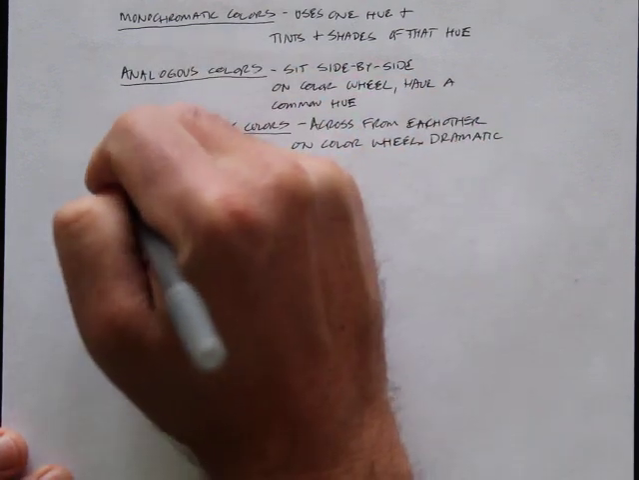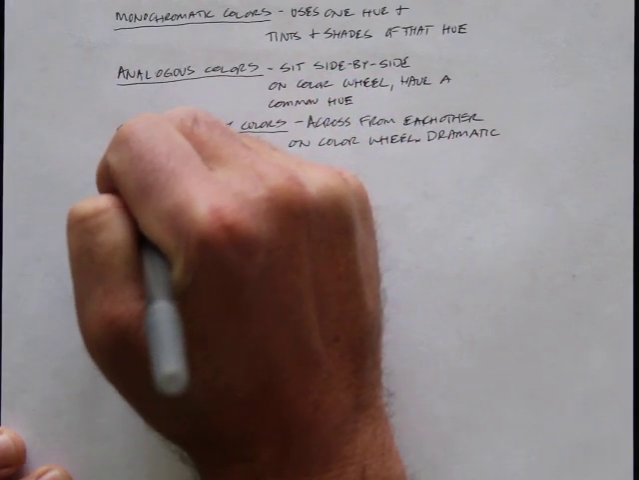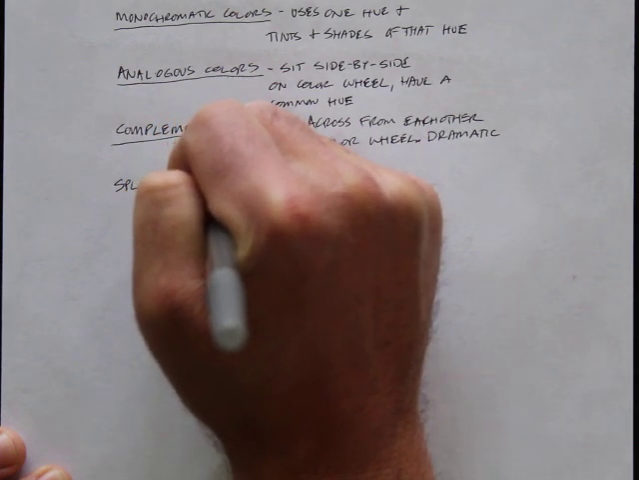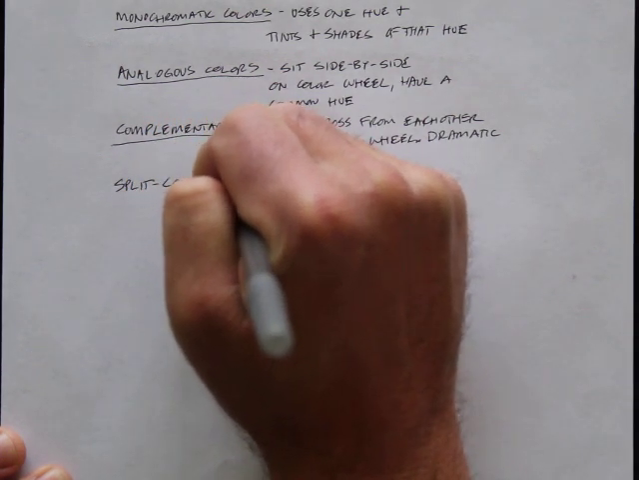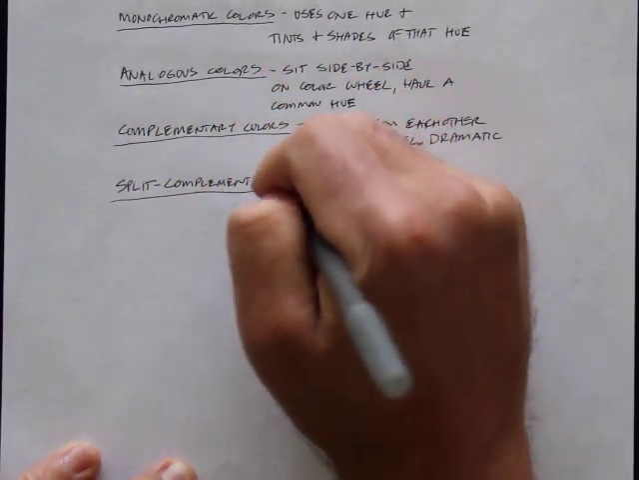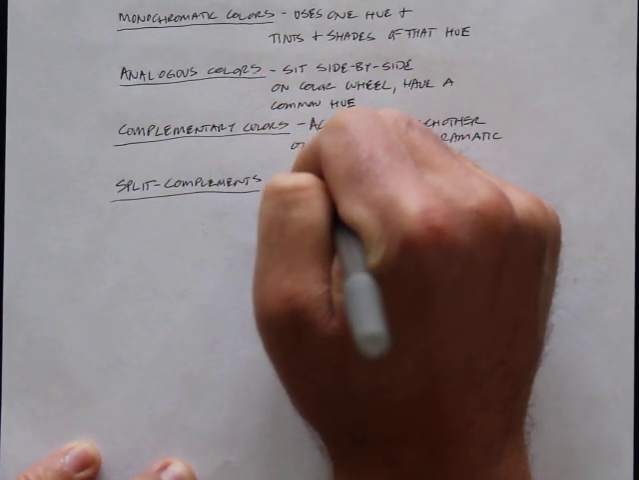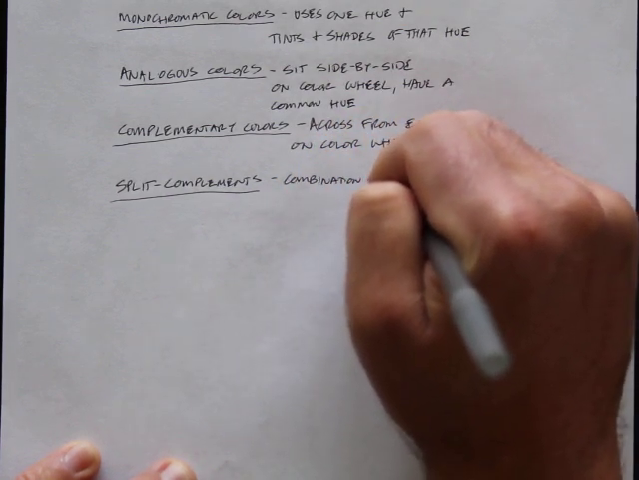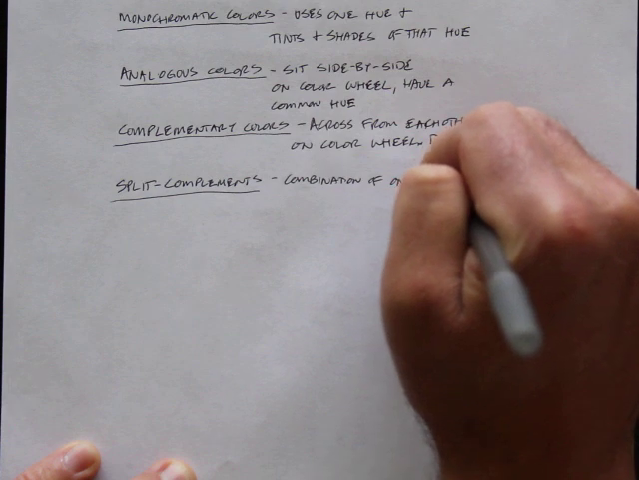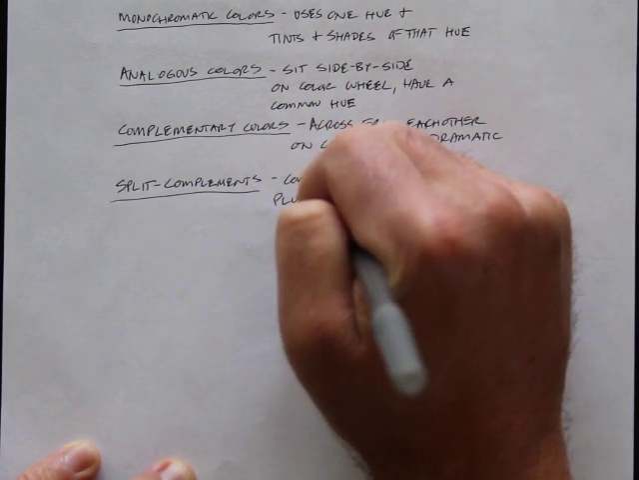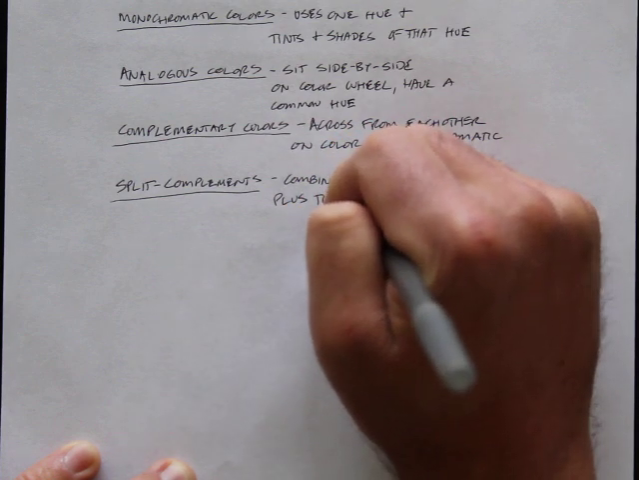Split complementaries. Oh, split complements, sorry. Split complements. These are a combination of one hue plus the hues on each side of its complement.